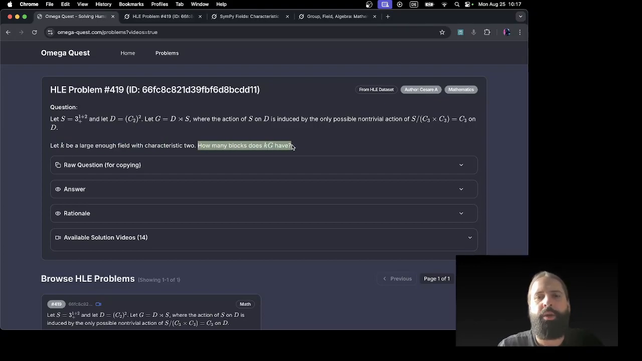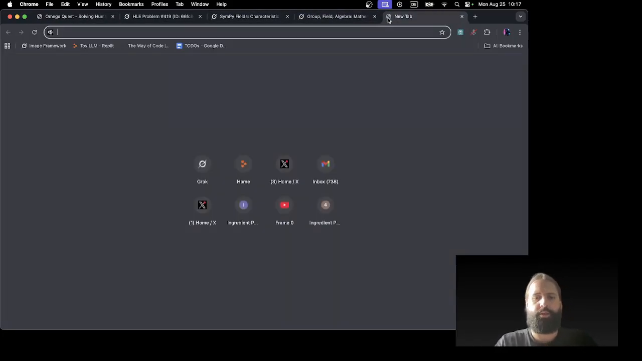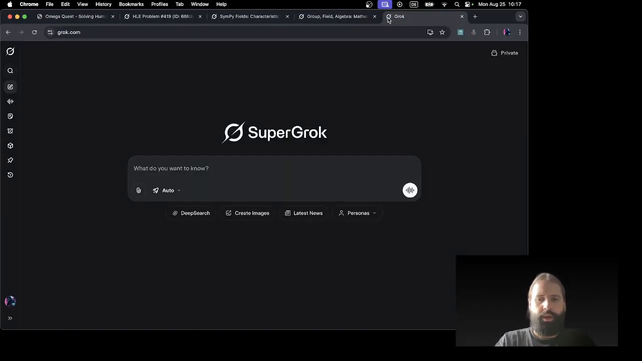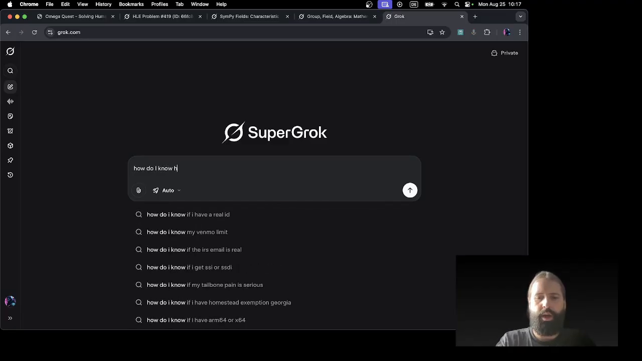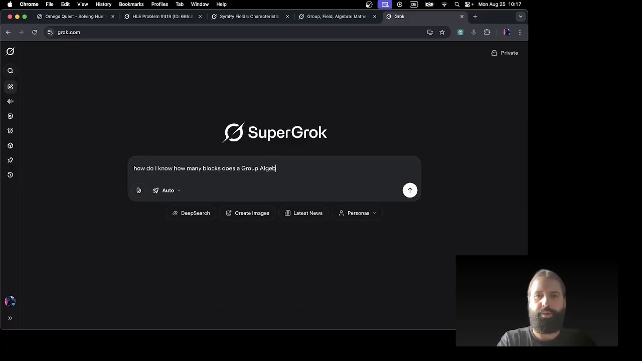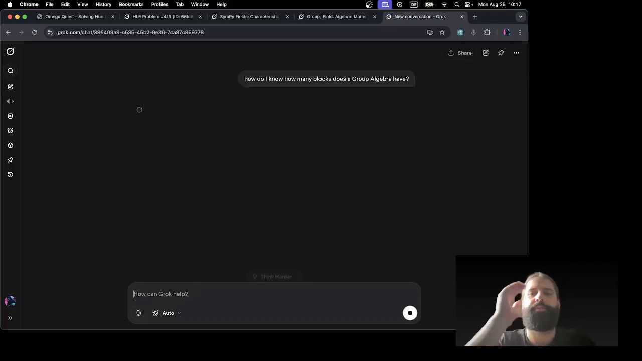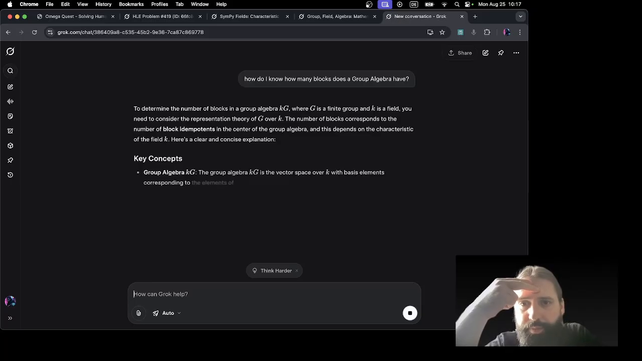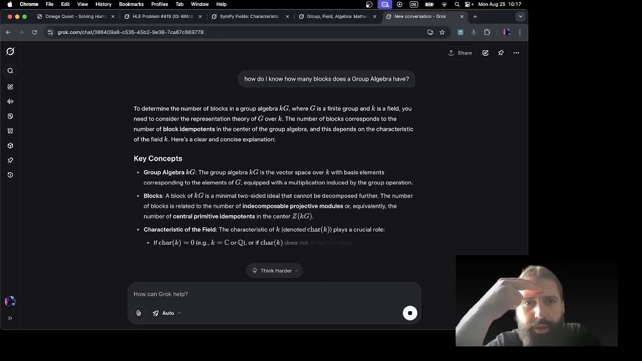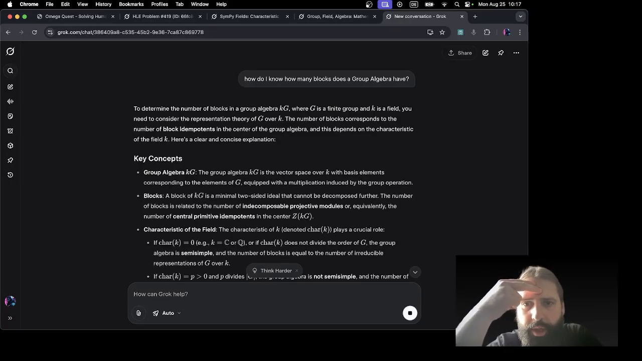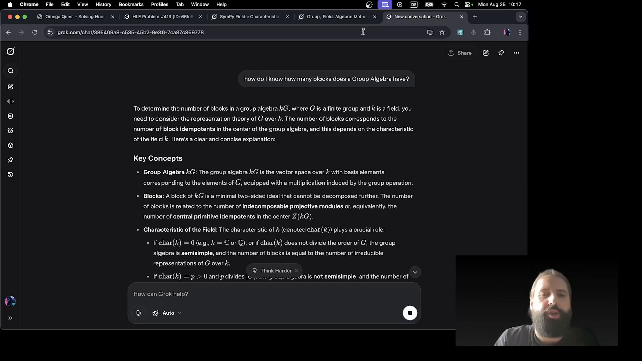Now, how do I know how many blocks a group algebra has? You need to consider the representation theory of G over K. The number of blocks corresponds to the number of block idempotents in the center of the group algebra, and it depends on the characteristic of the field K. Okay, so it actually depends on K, on the characteristic, which is 2.